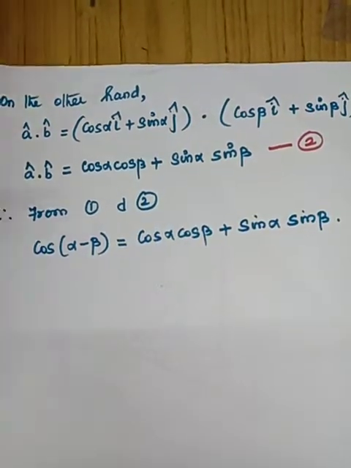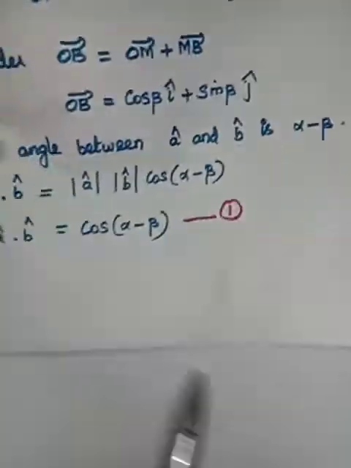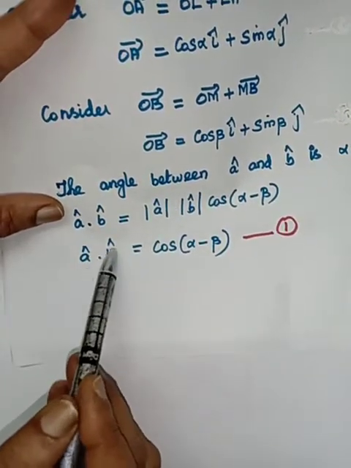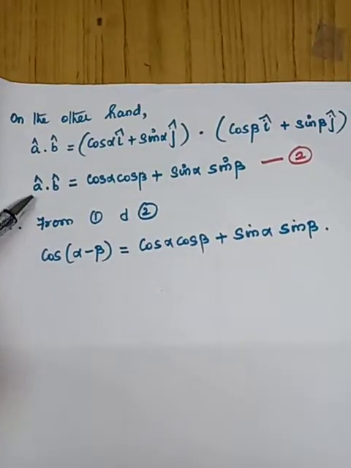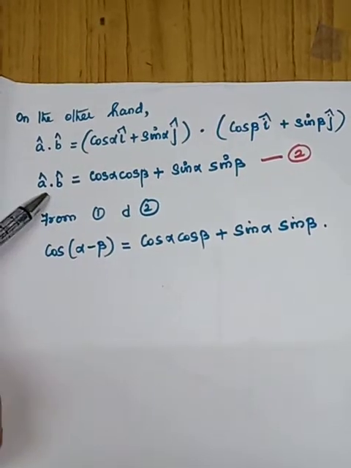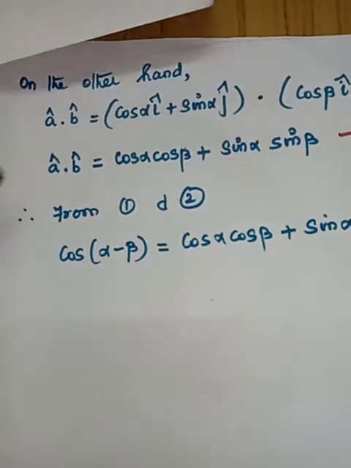Look at the first one. First equation, the left side, what you are having? a cap dot b cap. In the second equation, left side, what you are having? a cap dot b cap. So therefore they are equal.